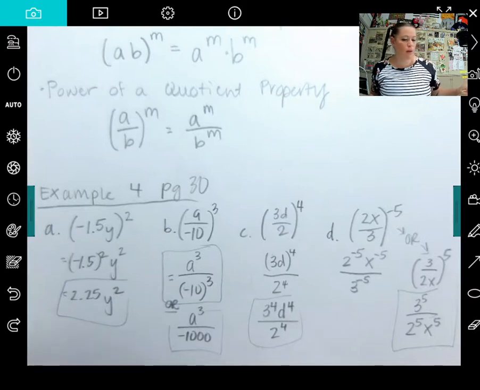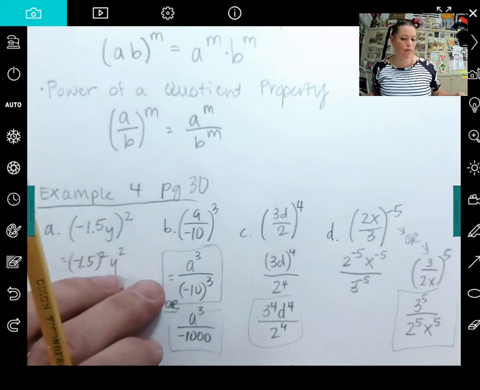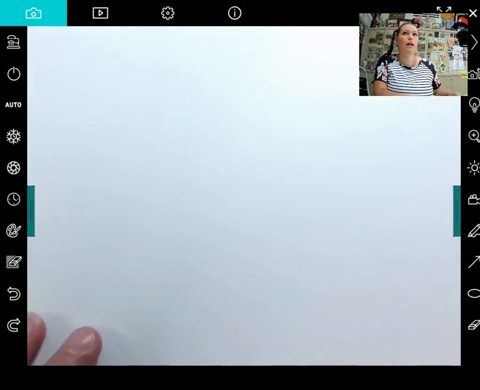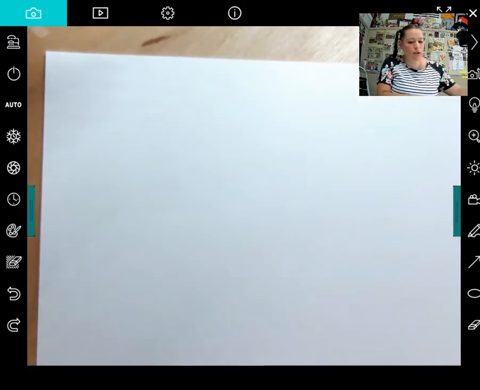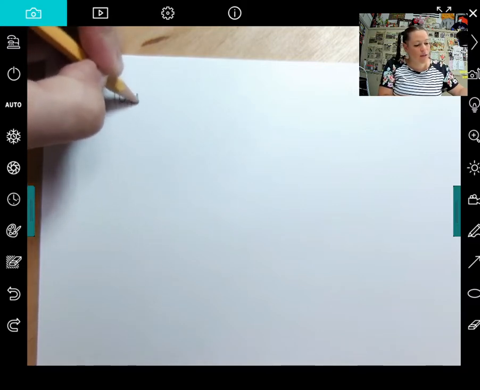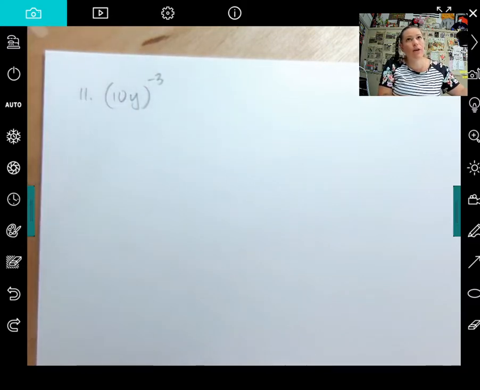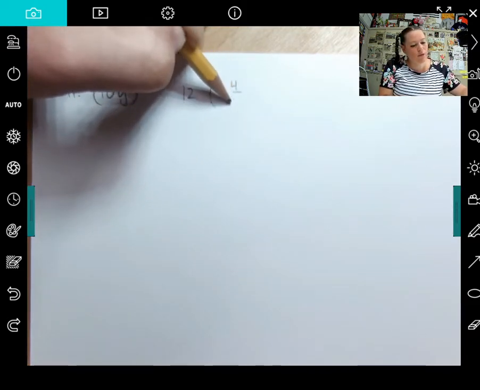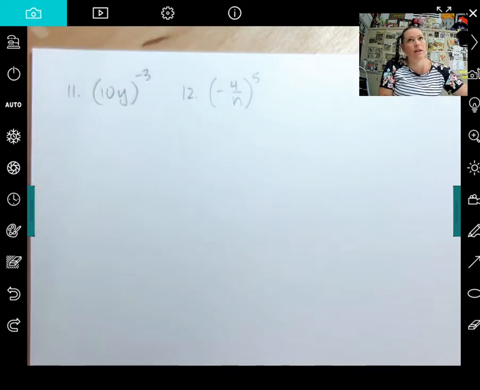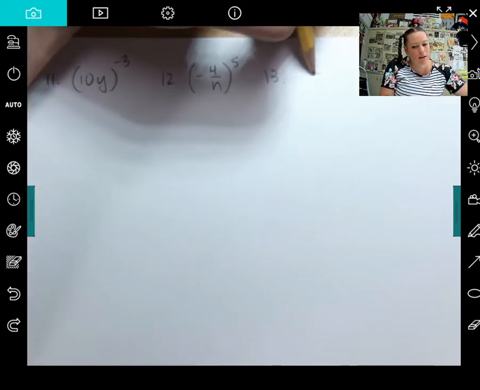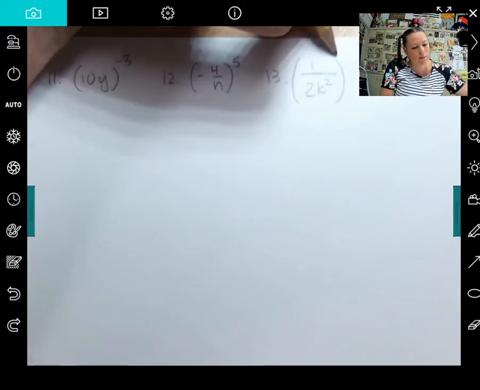So there's some problems on page 30, problems 11, 12, 13, and 14. I'm going to write them down really quickly for you, but after that, I do want you to pause the video and try. So number 11 is the quantity of 10y to the negative 3rd. Number 12 is the quantity of negative 4 over n to the 5th. Number 13 is the quantity of 1 over 2k squared to the 5th power.